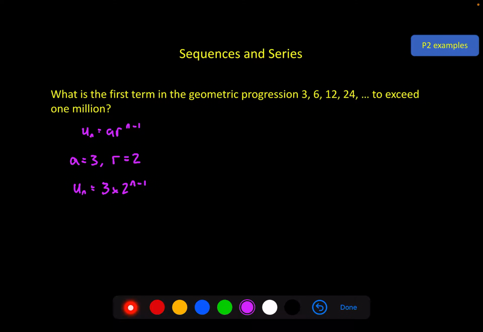So what is the first term to exceed 1 million? So when is this thing bigger than 1 million? That's the question. So we can just divide by 3. I'm going to leave it as a fraction. And then, well, I guess we could do sneaky log here, couldn't we? Remember your log rules. I'm going to use natural log.